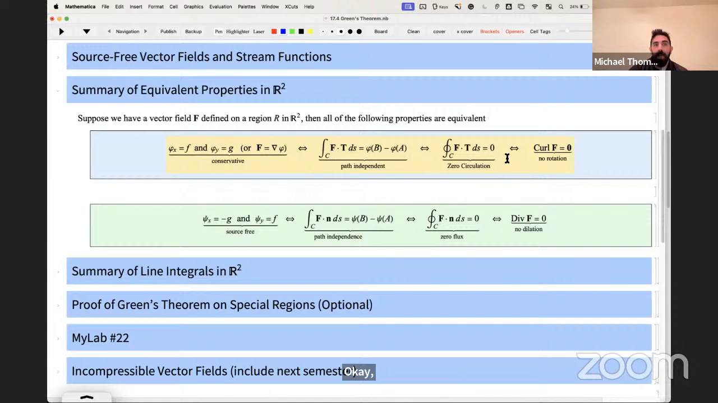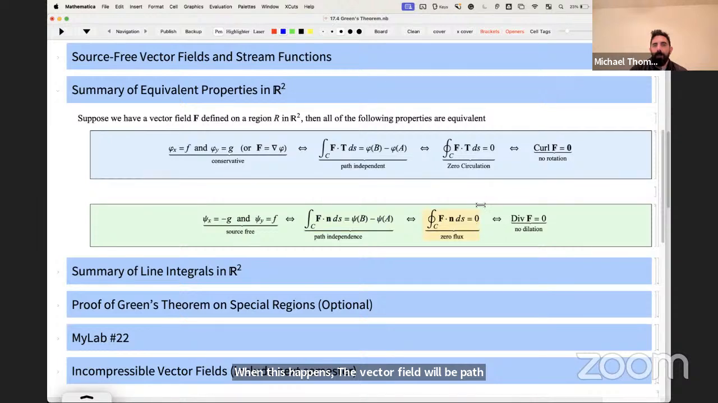Now the analog to that for source-free vector fields is this. For source-free vector fields, you have a different requirement. There has to be some function psi such that psi x equals negative g and psi y equals f. Unfortunately, there's no notation like the gradient for this, so I'll just leave it in this form. When this happens, the vector field will be path independent. Line integrals will be path independent.